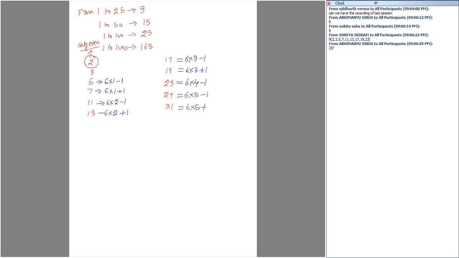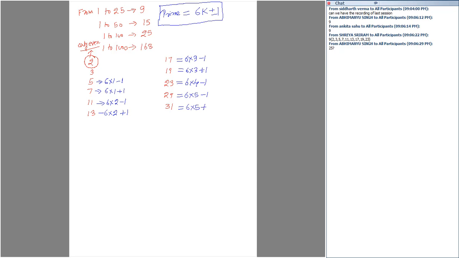So you need to remember, it's a very important thing, that all the prime numbers except 2 and 3 can be written in the form of 6k plus minus 1. But its reverse is not true, which means if the numbers are in the form of 6k plus minus 1, it's not necessarily a prime number.